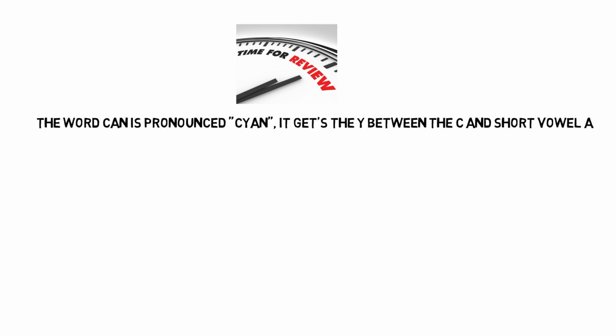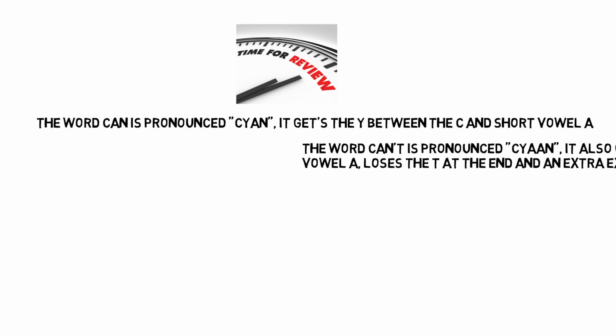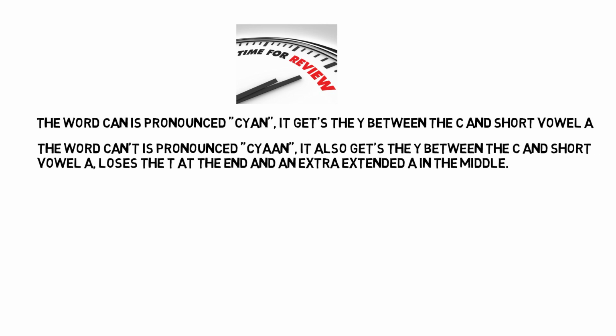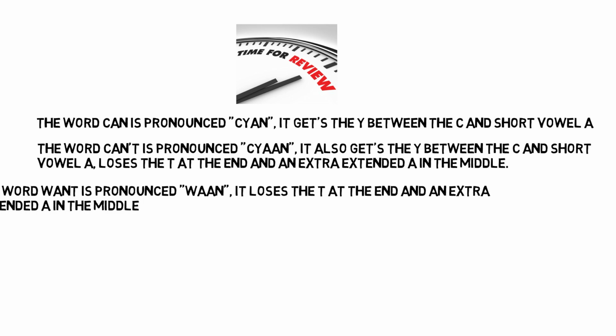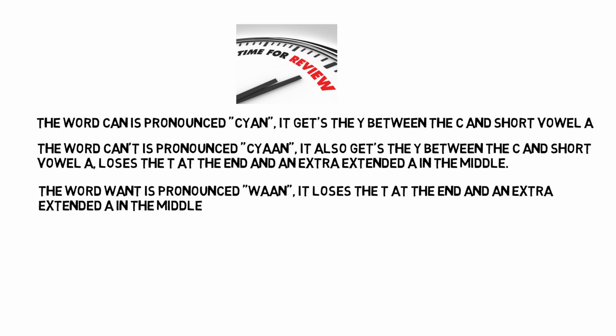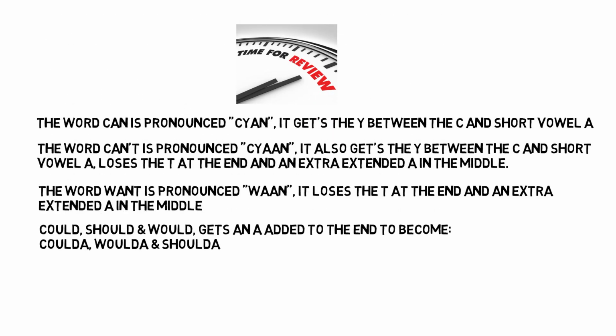Okay, so reviewing what we learned in this section. The word can gets the dominant sounding Y between the C and the A, making it can. The word can't also gets the dominant Y between the C and the A, loses the T at the end and gains an extra A, making it can. The word want loses the T at the end, extends the middle A, making it want.